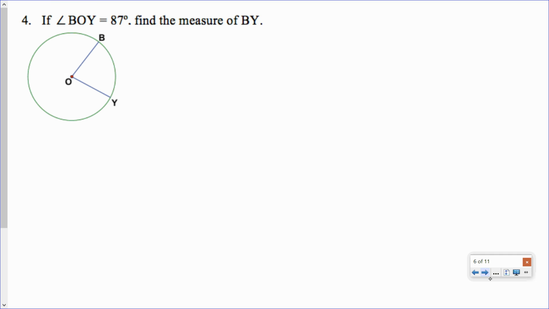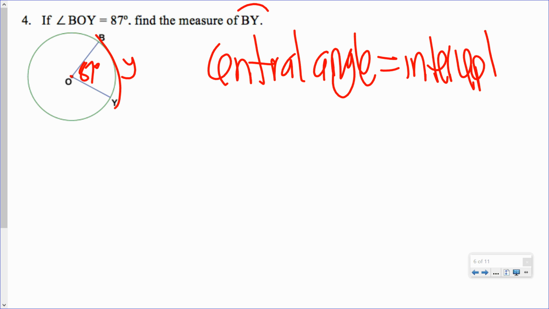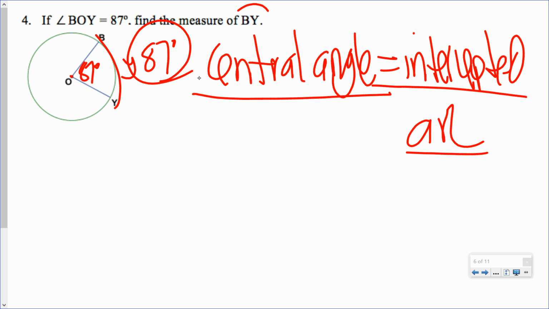Number 4, if angle BOY is 87, it's asking for the measure of arc BY. Well, what type of angle is it? It's a central angle. And again, a central angle is equal to the intercepted arc. So, what do you think arc BY is? I'll give you 5 seconds. Since the central angle is equal to the intercepted arc, they're the same. The intercepted arc is 87.